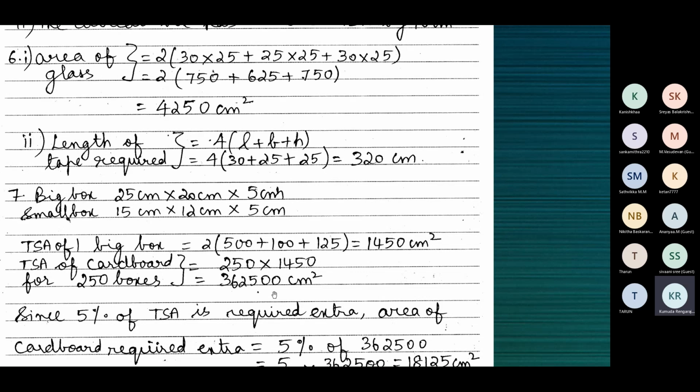Now in the question, it's also given that 5% of the total surface area is needed extra for wastage, folding, this and that. See, if you want to make 250 boxes of each of these dimensions, this exact area is not sufficient. You need 5% extra, and that will go off in wastage and all that. Only then you will have sufficient material to make 250 boxes. It's given in the question that 5% of the TSA is needed extra.